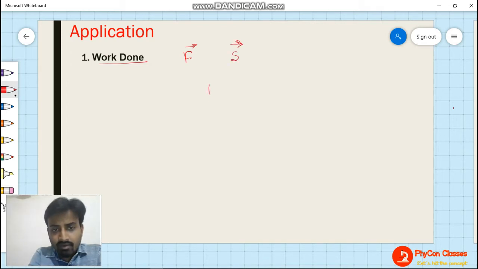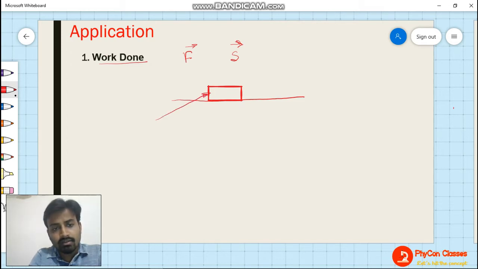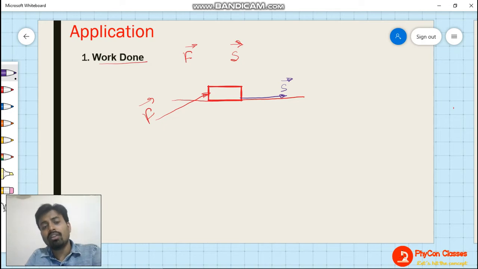Now let's suppose we have an object like this on a surface. If we apply a force like this, this is the force direction or force vector, and this body is moving in the forward direction, and this is displacement S. Clear? Now how to find out the work done by this force on the body when this body moves from one point to another point such that the displacement is represented with vector S?